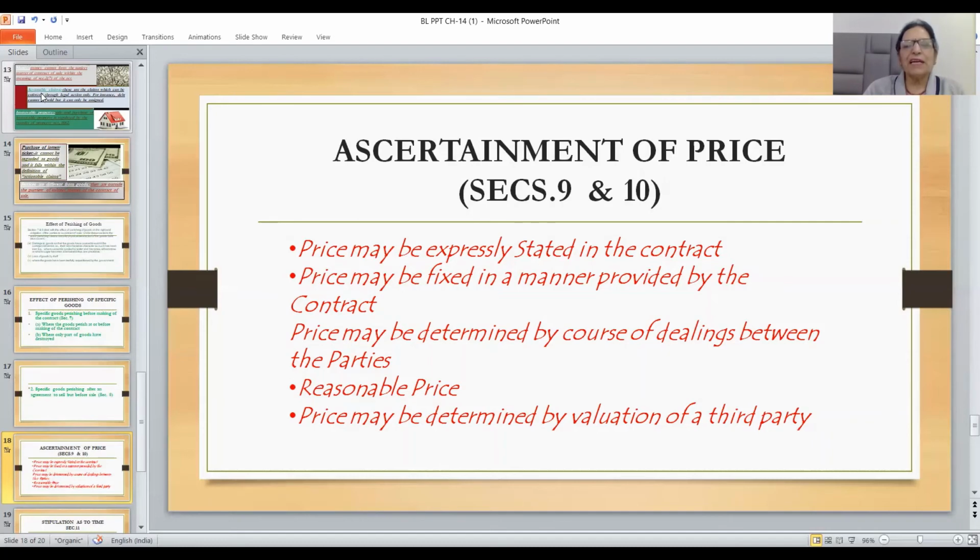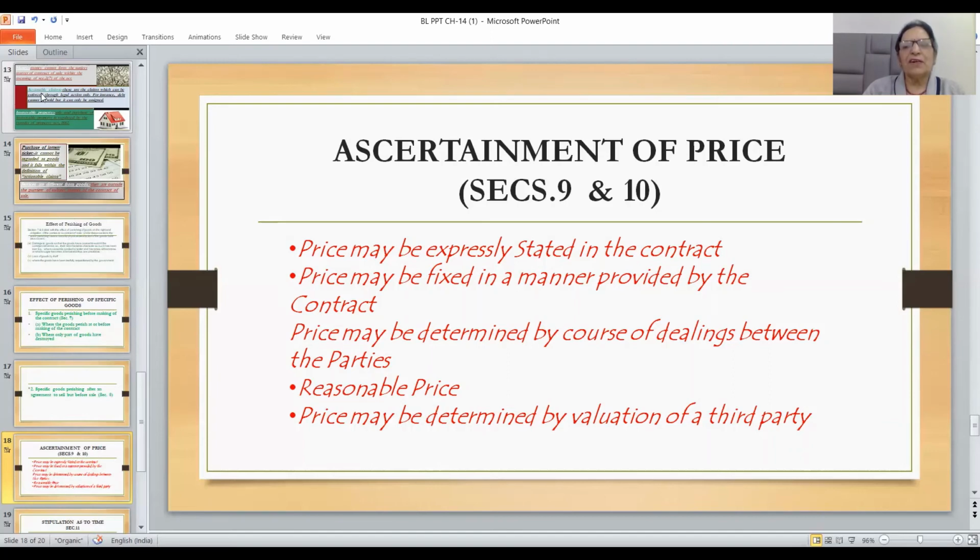Price may be expressly stated in the contract. Price may be fixed in a manner provided by the contract. Price may be determined by the course of dealings between the parties. Price may be the reasonable price, or price may be determined by valuation of a third party. So broadly speaking, friends, there are 5 modes of ascertainment of price. Sometimes this question is asked in the examination: which are the various modes of ascertainment of price?